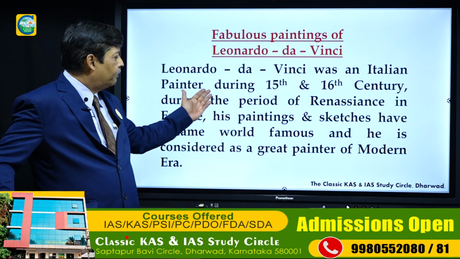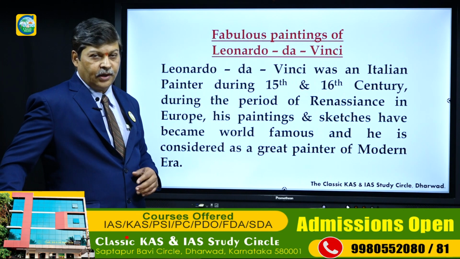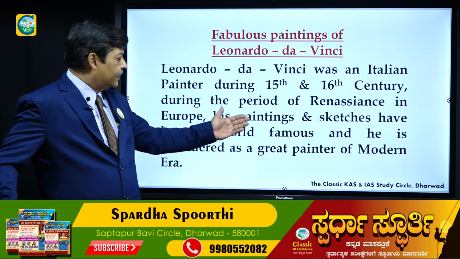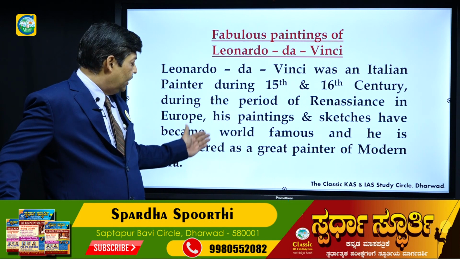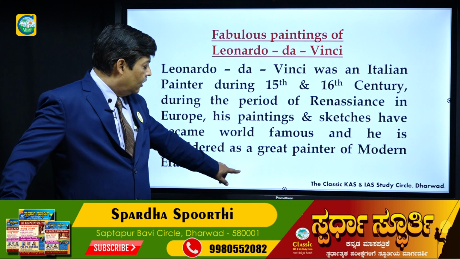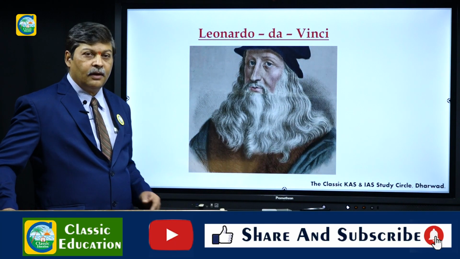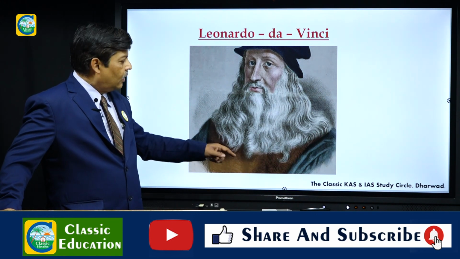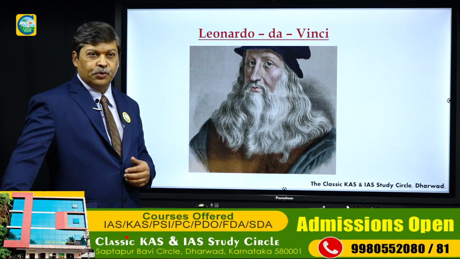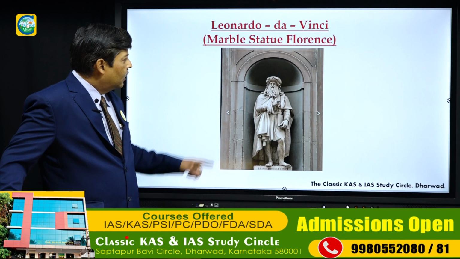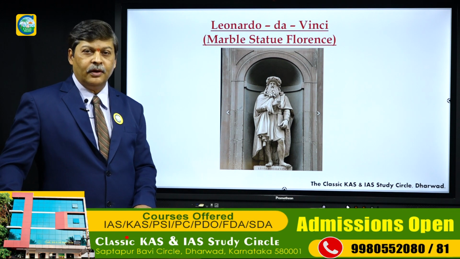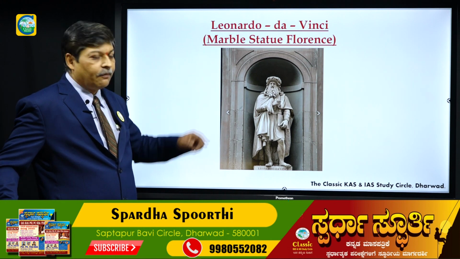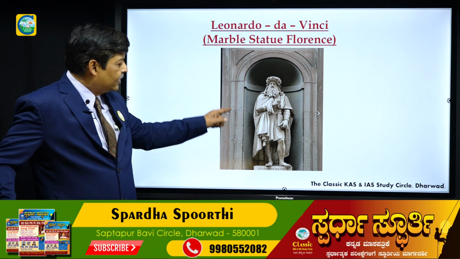Da Vinci was an Italian painter of the 15th and 16th century, during the period of Renaissance in Europe. His paintings and sketches have become world famous and he is considered a great painter of the modern era. So, this is the photograph of Leonardo da Vinci, the architect of all the paintings which we are going to see. This is the marble statue of Leonardo da Vinci, which is installed in front of the church at Florence in Italy. It is a marble statue.